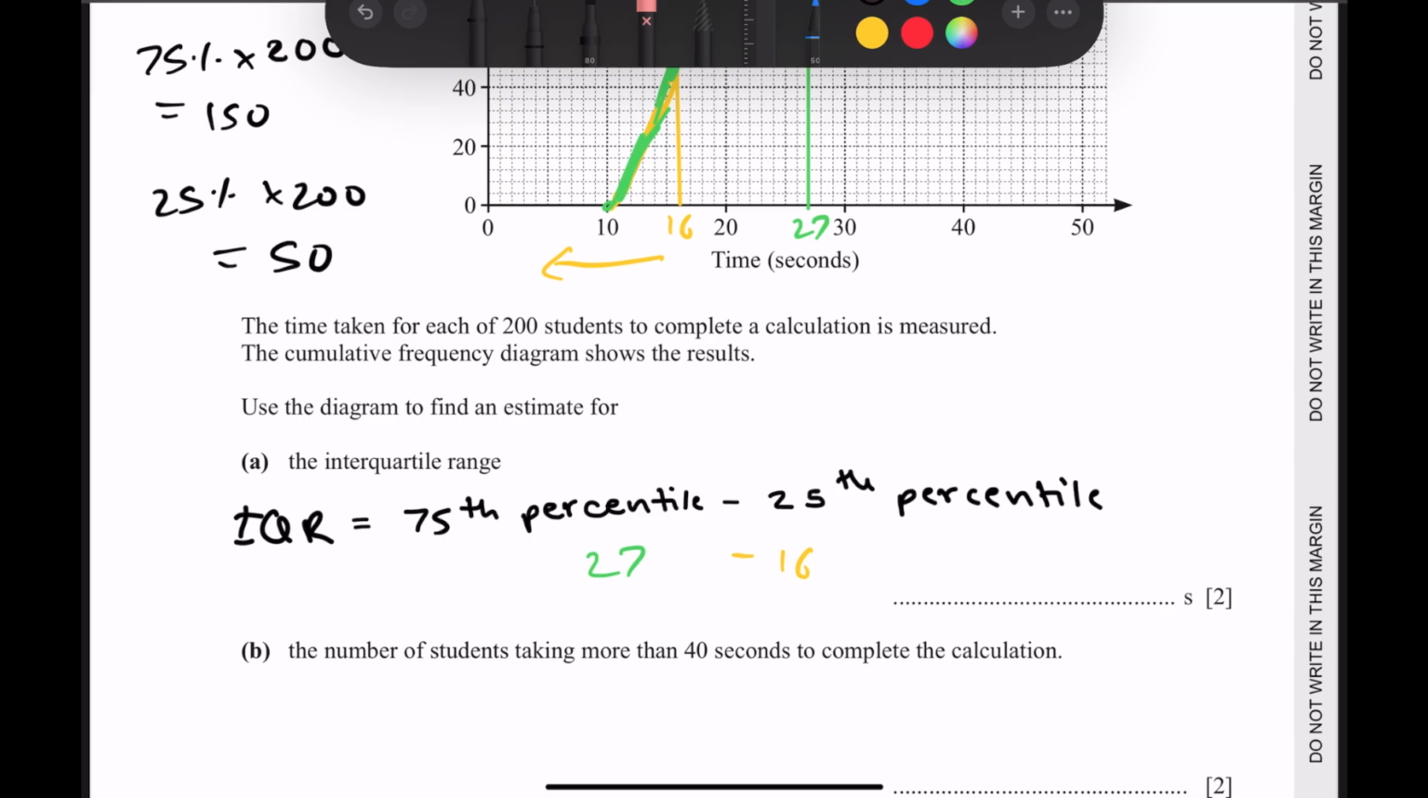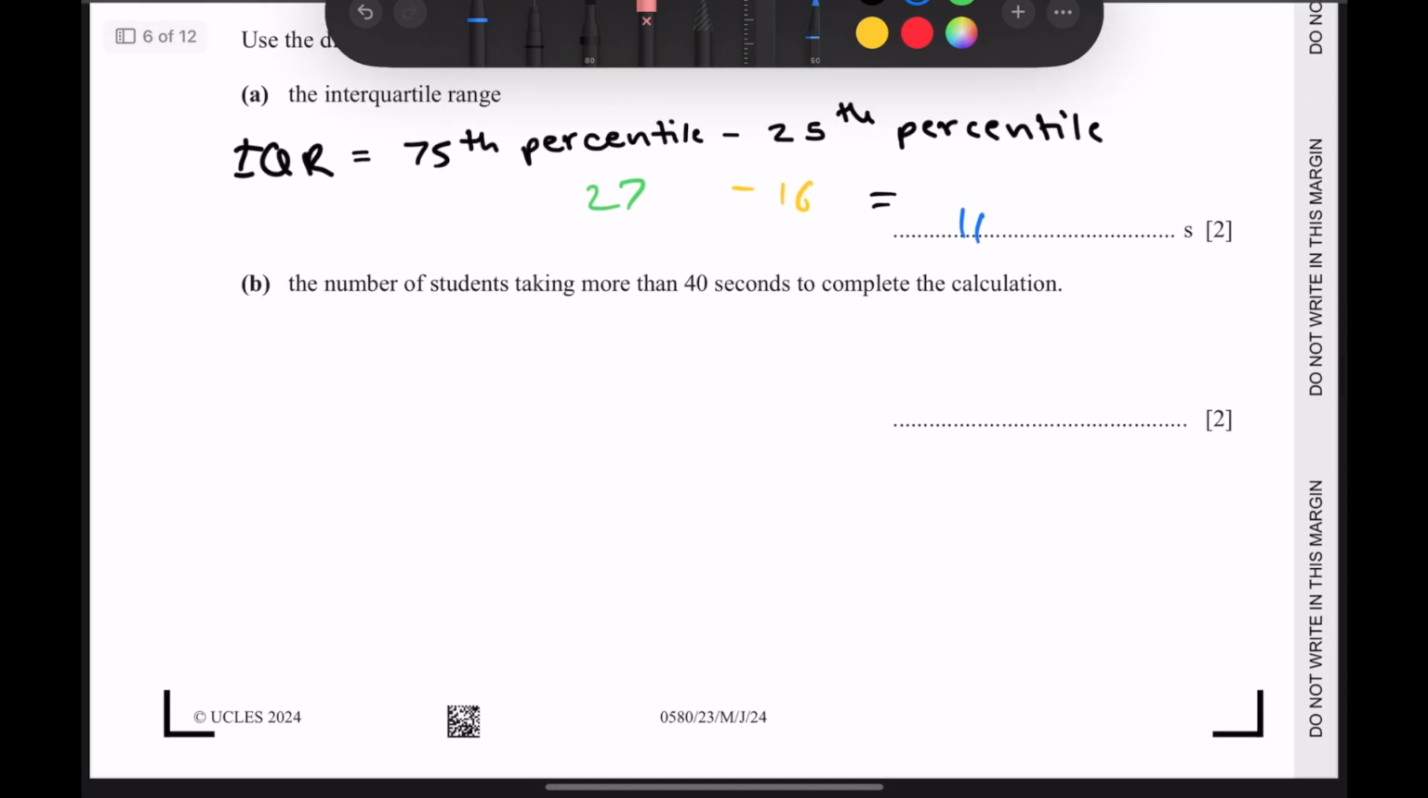Yeah, so the IQR is equal to the value when the cumulative frequency is at 75% minus the value when the cumulative frequency is at 25%. This is equal to 27 minus 16, which is equal to 11. So 11 is the IQR and that answers question A.